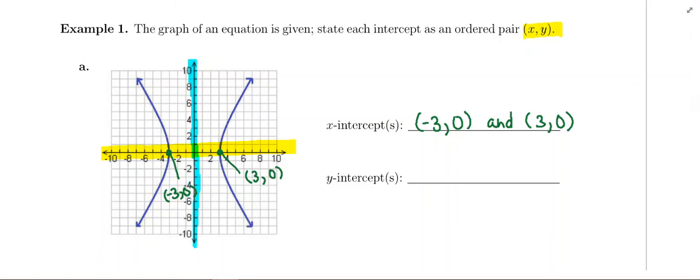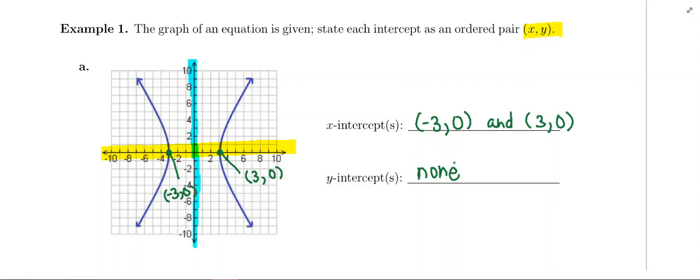So in this situation, there are no y-intercepts, and that's okay. We're just going to go ahead and write none. Sometimes you can come across a graph that has just one intercept. It may have more than one of that type of intercept, or it could have no such intercept. So just write down none. This graph has no y-intercepts.